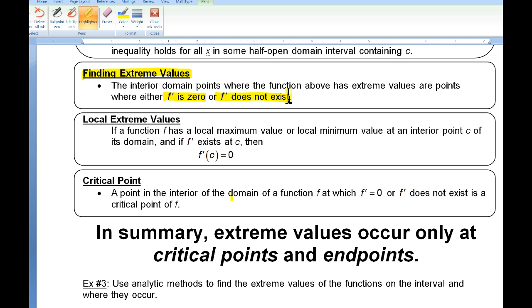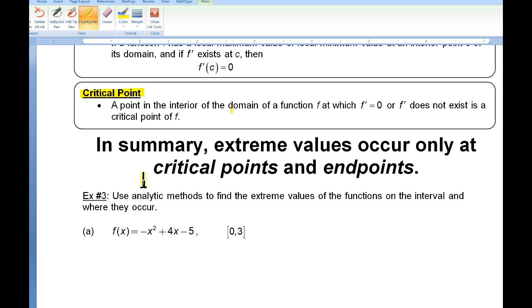Now, we want to make sure when we're looking at this, we're actually looking at both cases because we don't want to forget if there's like a corner or a cusp. Those could qualify as maximum or minimum points. Okay, critical, this is just saying the same thing. Critical points are when f prime is equal to 0 or it does not exist.